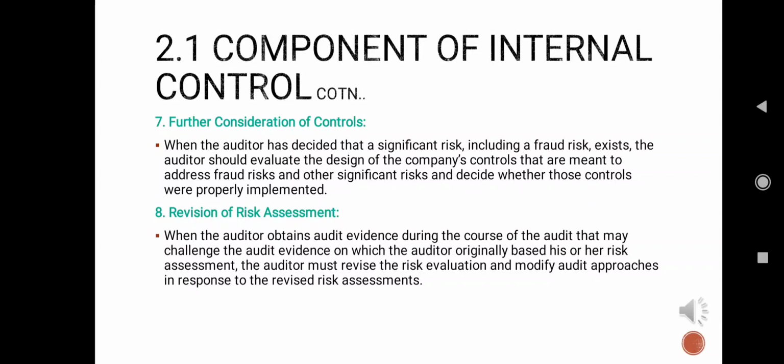Number 7, further consideration of control. When the auditor has decided that a significant risk, including a fraud risk, exists, the auditor should evaluate the design of the company's controls that are meant to address fraud risks and other significant risks, and decide whether those controls were properly implemented.